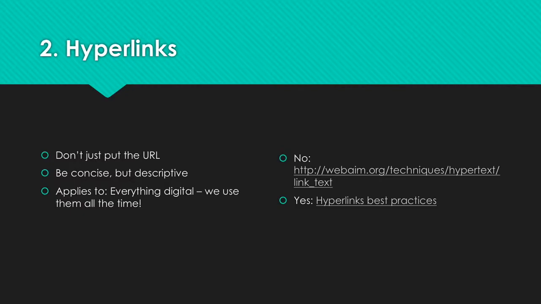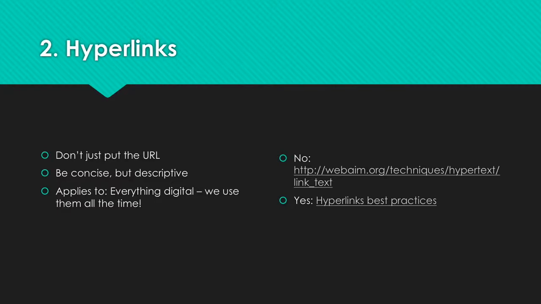Number 2, hyperlinks. This one's really easy. Don't just put a URL, whether it's in your email, Word document, online. Your links should be descriptive. Again, talking about screen readers, it has to read through the entire document. So it's like, there is a link to http://webaim.org/techniques/hypertext/linktext. And that's fine. That's not a particularly long one.